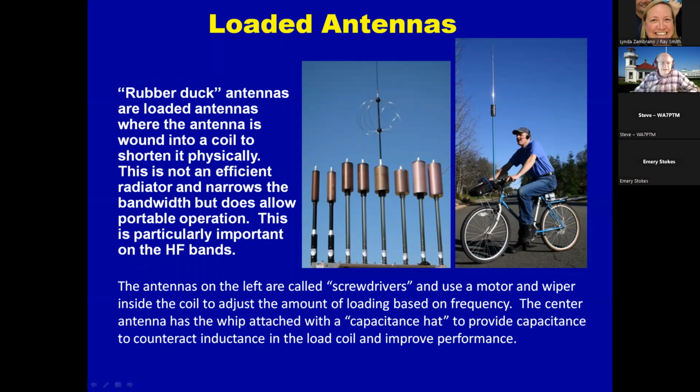That's a loaded antenna. Another example is what's sometimes called screwdriver antennas, which use a motor and a coil inside it with a contact that moves up and down the coil to change the impedance of it. So those are loaded antennas.